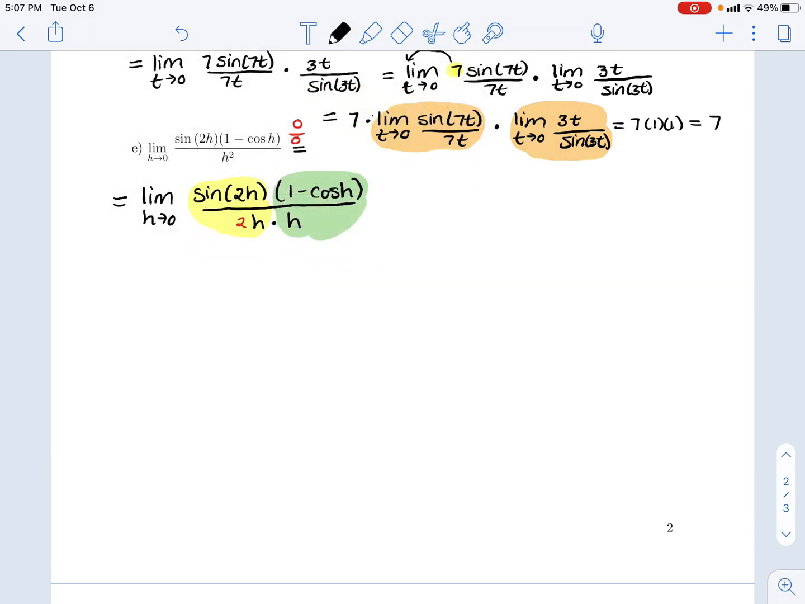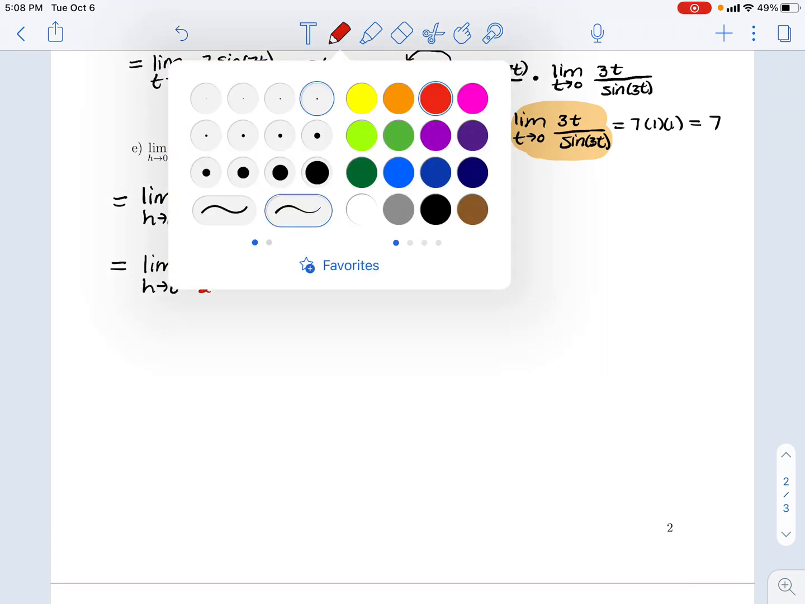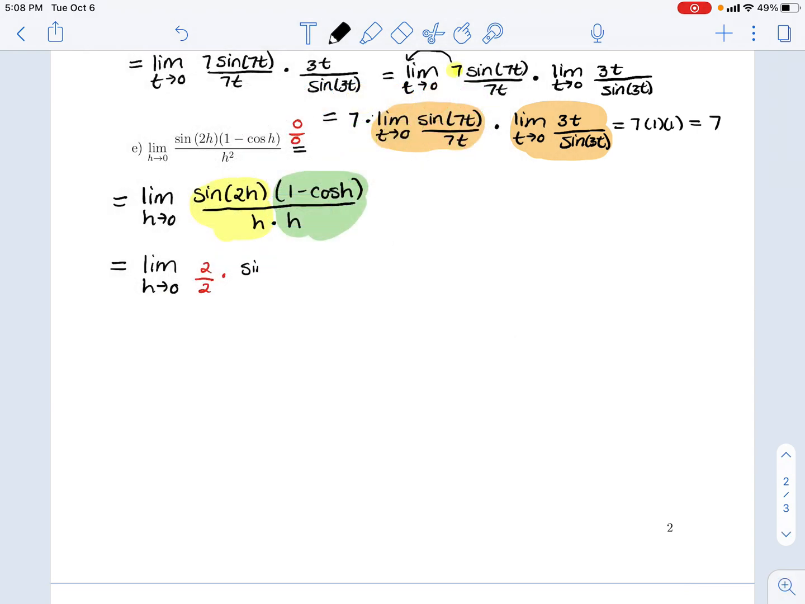So what am I going to do about this 2 that I lack in the denominator? Well, I'm going to do like I did with the other examples, where I'm going to multiply by 2 over 2. And so I have that this is going to be 2 over 2 times sine of 2h times 1 minus cosine h, and then this is all over h times h.